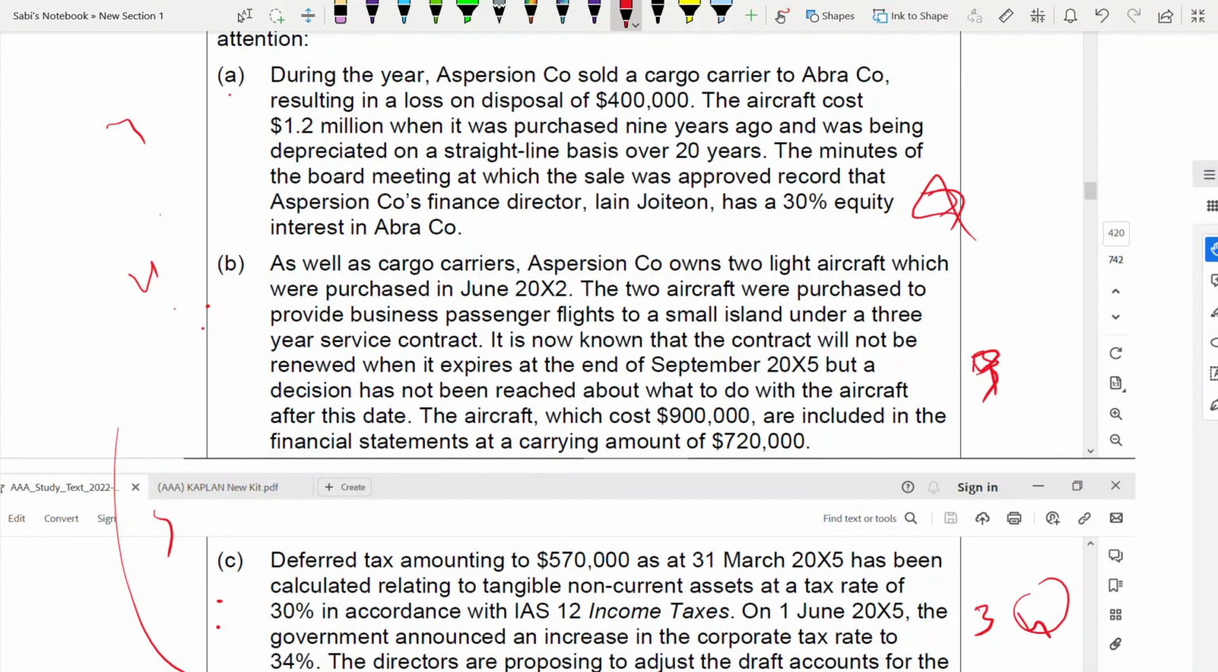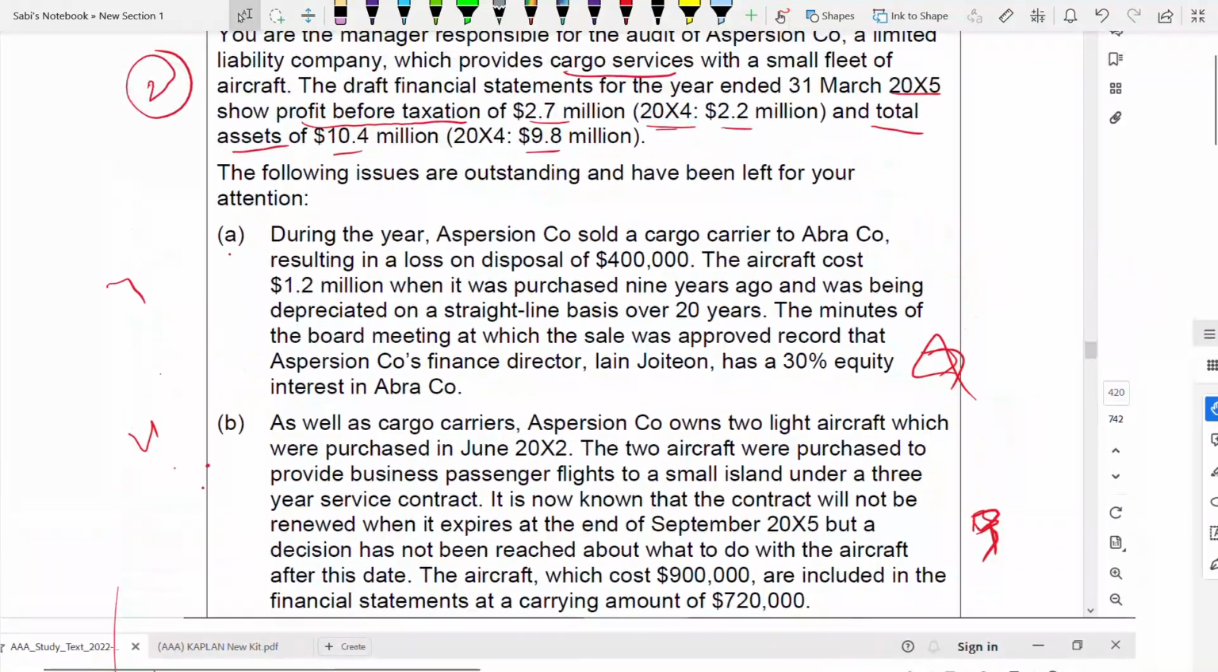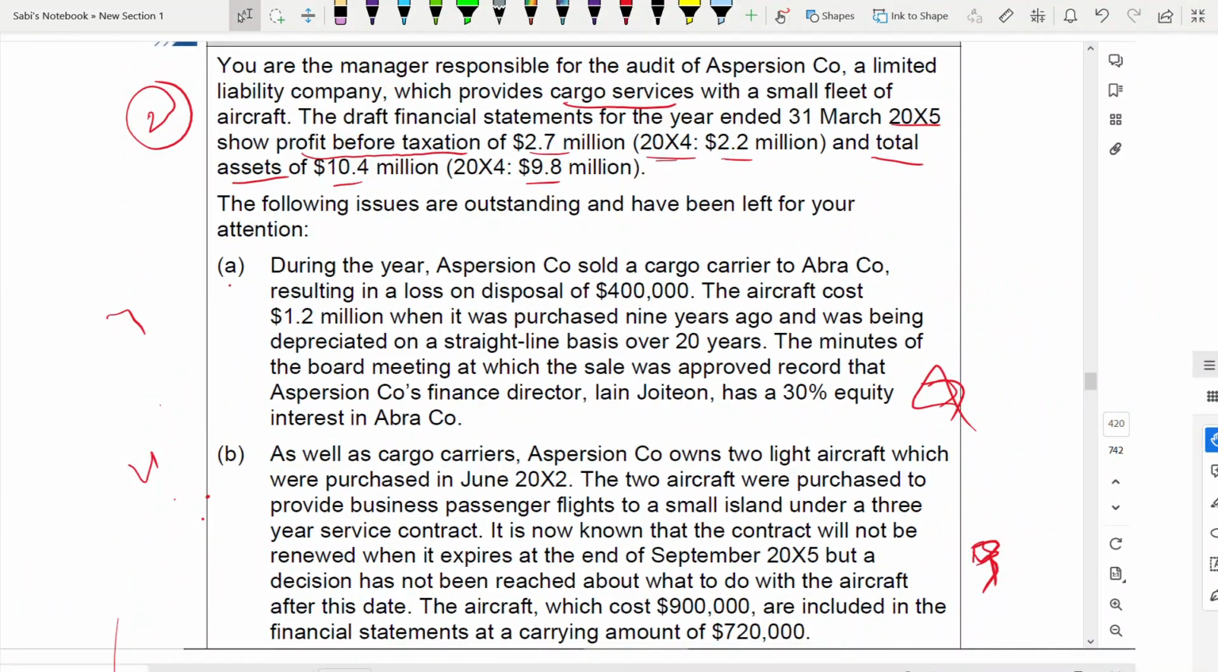So the first one, we'll read first and then I will start answering. I immediately answer because they're not related. By the time I read A, things are fresh in my mind, so I can write fast also. Do you understand what I mean?